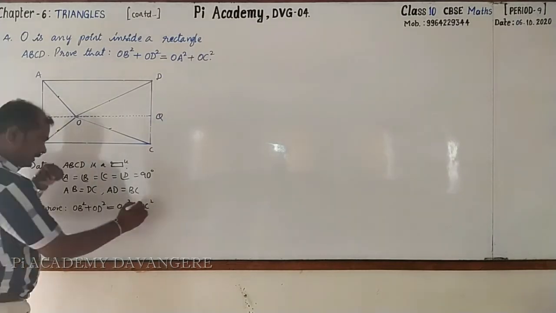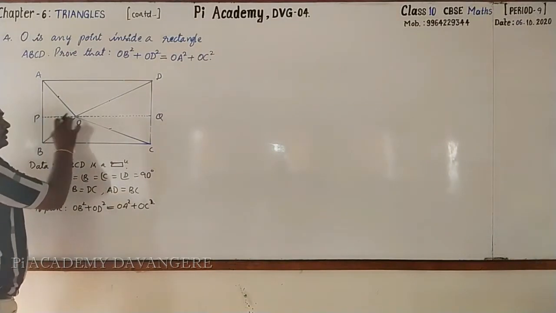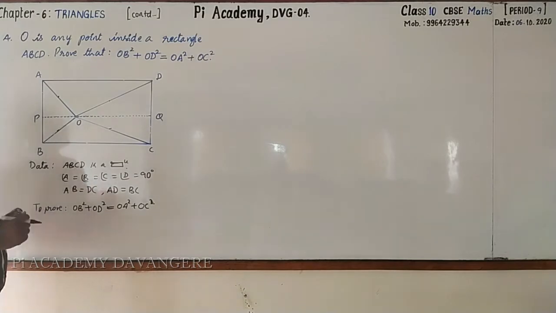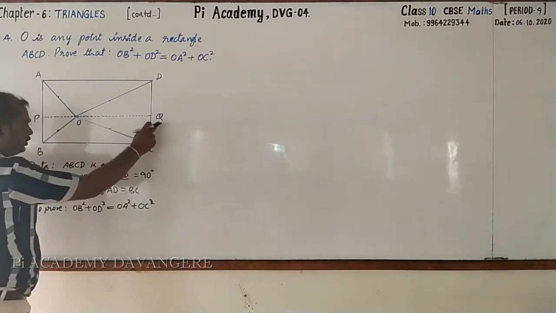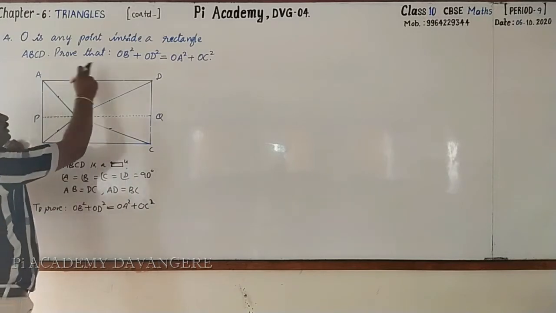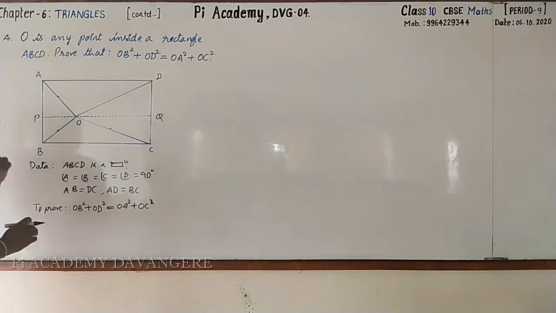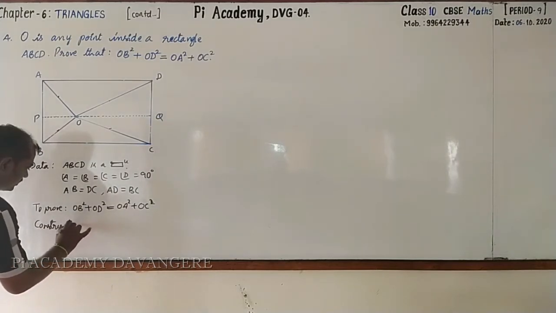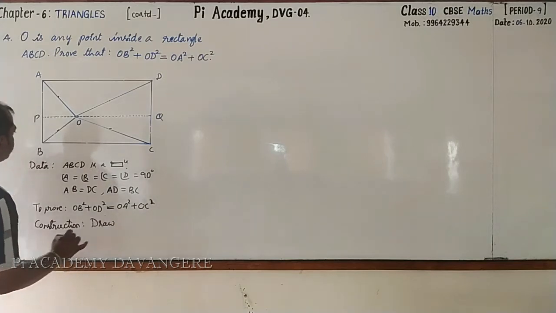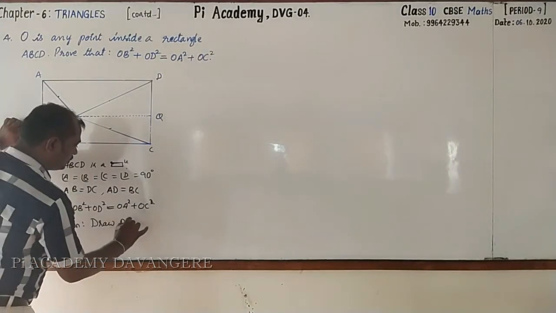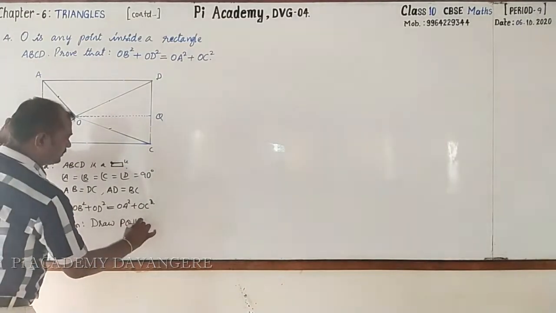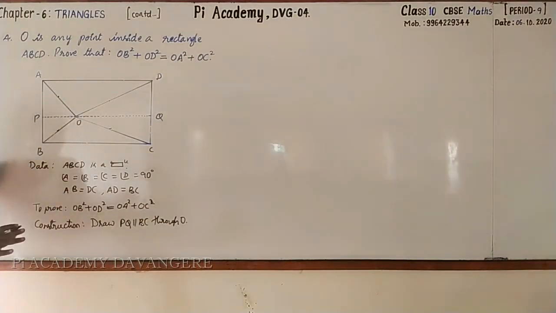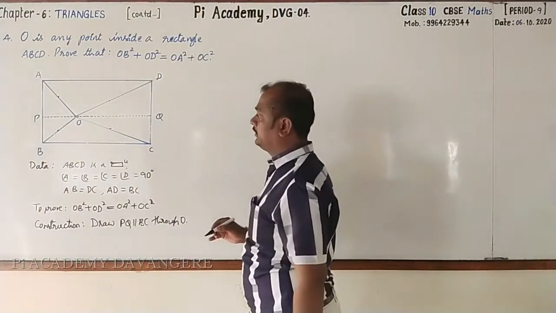As I told, in the examination, they won't give this dotted line. We have to assume. Hence, I go for writing the construction. What is that construction? Draw PQ parallel to BC or parallel to AD through O. Here I write construction. Start writing with me. Draw PQ parallel to BC through O. Followed? Yes. Now let's go for proving.